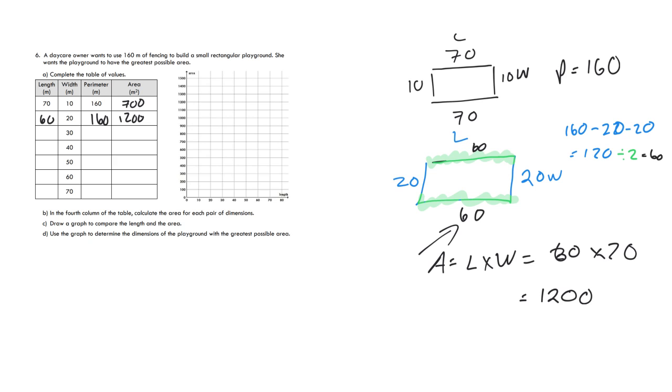Now, the last thing you have to do is take all the information that we have here, and we will use the length in this part of our chart and the area to plot points on our graph. If you take a look at the graph, you've got 70 and 700. So I'll plot my first point, 70, 700.